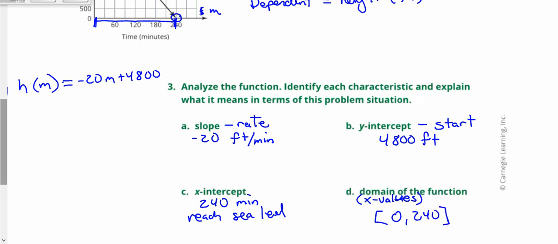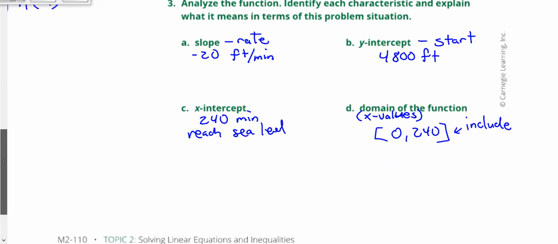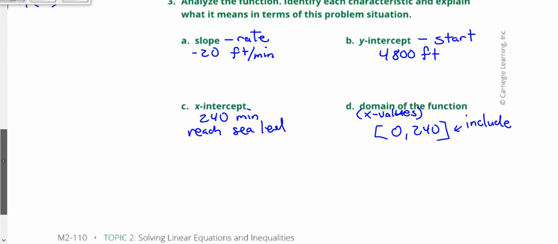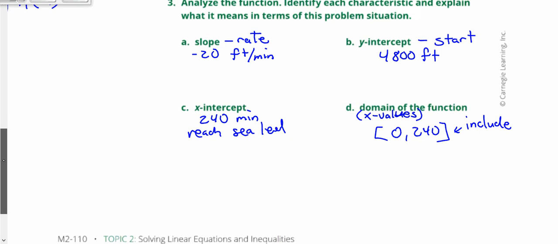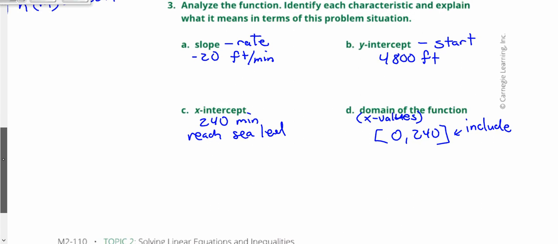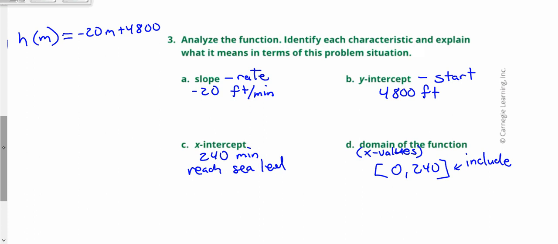Now these square brackets, I don't know if your teachers taught this last year, mean that it includes that value. Round brackets don't include it. So it's kind of like a greater than or equal to and that sort of thing. So it goes from 0 to 240. Different teachers teach it a different way, but that's the domain there. And the domain is the time it takes, so 0 minutes to 240 minutes, so it looks like it takes about 4 hours.